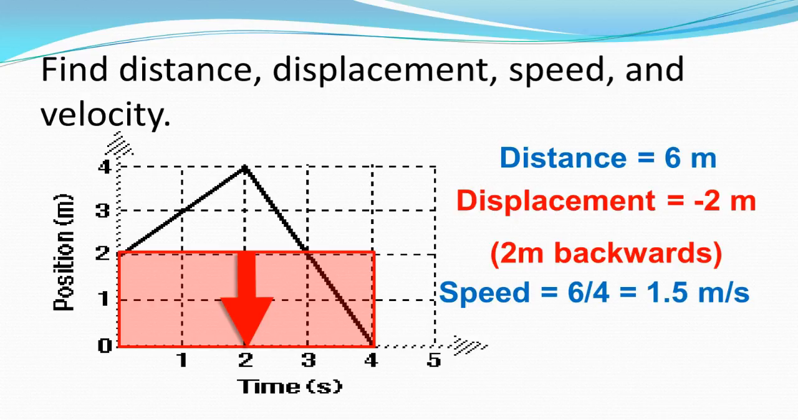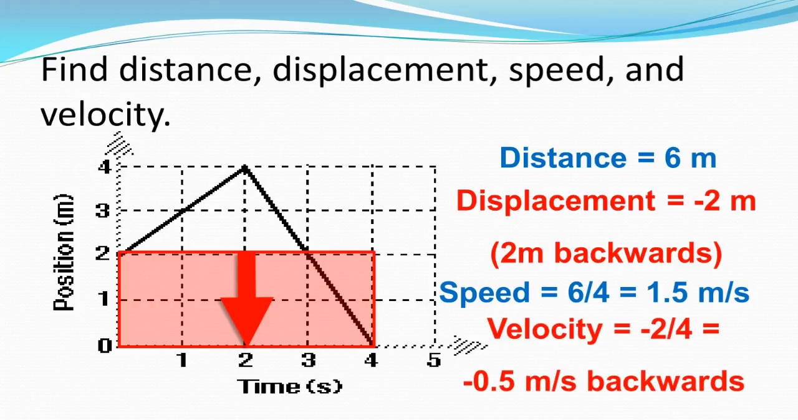My velocity is my total displacement over my total time. It's the same amount of time. It still took 4 seconds, so I'm going to divide by 4 to get negative 0.5 meters per second backwards. Again, in this case, the negative 0.5 and the backwards is redundant, but you need to know what is the magnitude, so the numeric measure, and what is the direction, since this is a vector measurement.